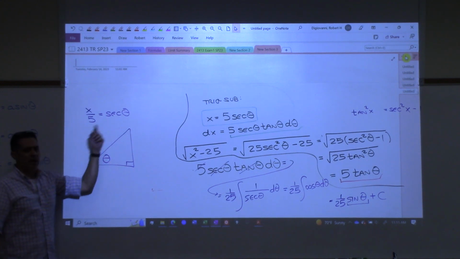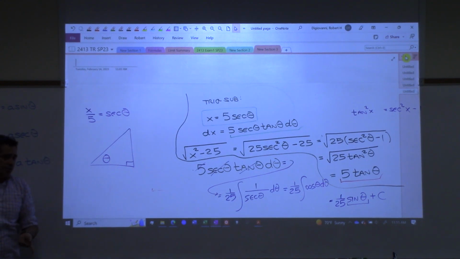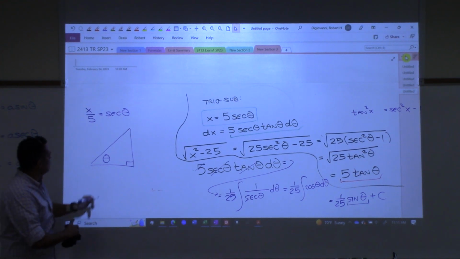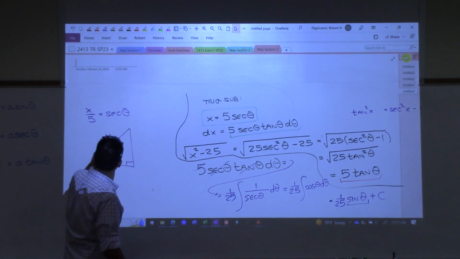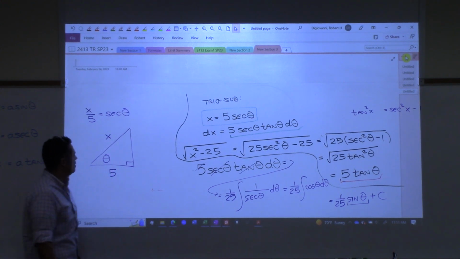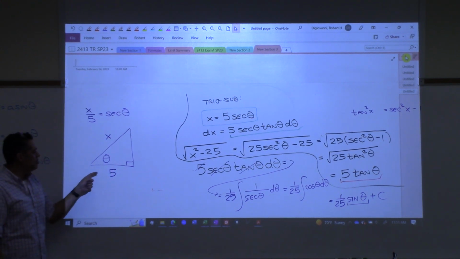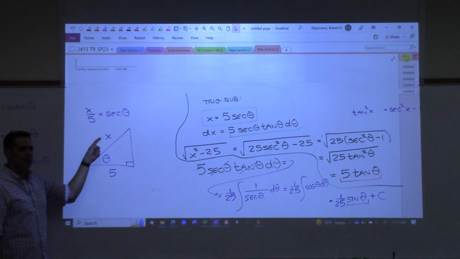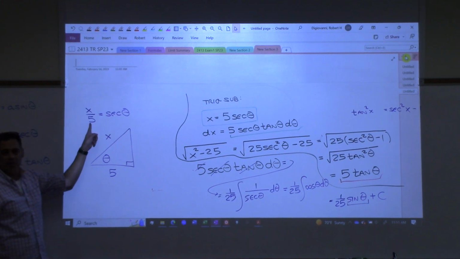Secant, by definition, is the reciprocal of cosine. Cosine is adjacent over hypotenuse, so secant should be hypotenuse over adjacent. So this should be my hypotenuse, and that should be my adjacent side. Follow? So I'm going to draw this hypotenuse and adjacent. And you can double check it, right? Cosine would be 5 over x, secant would be x over 5. So that matches. And we are interested in what?